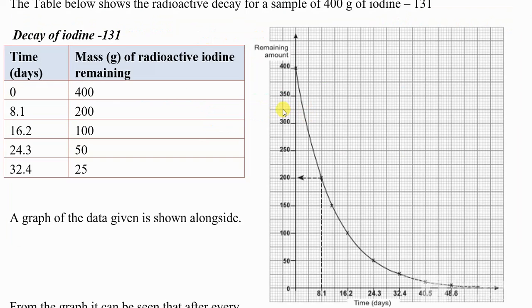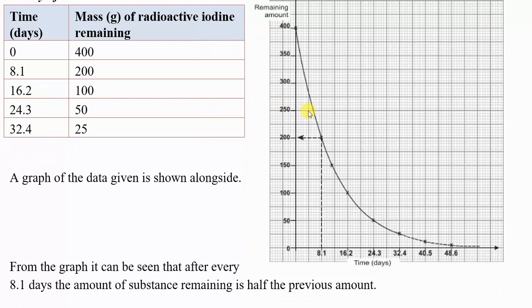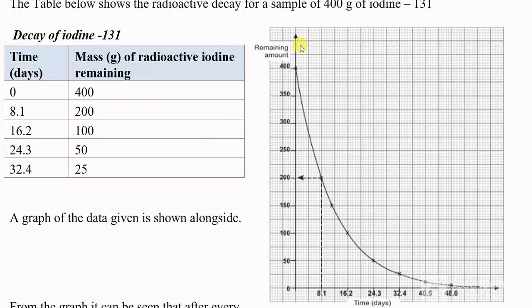So let me take you through this graph. I have a graph here of remaining amount against time. We start with 400, and then look at this. The half is 200, another half is 100, and another half is 50. So we are going a half down the graph. Now I want you to find the time taken for this 400 to decay to half its original mass.